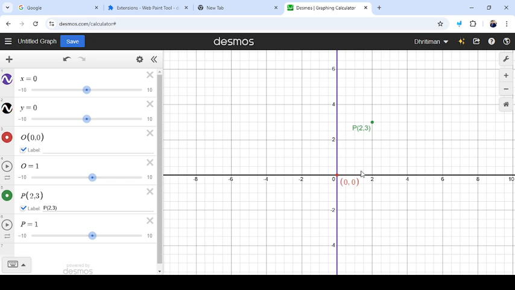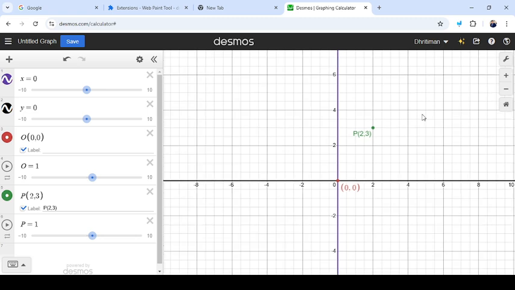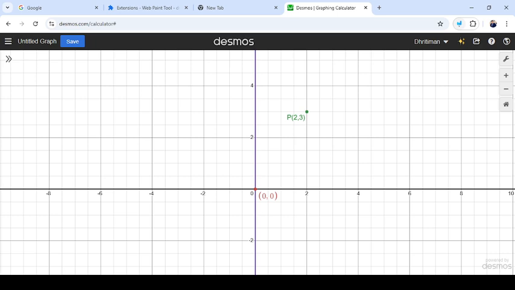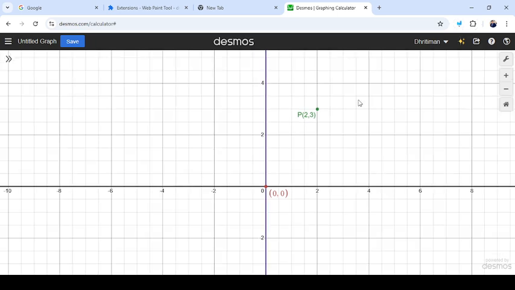In the Cartesian coordinate system, we divide the whole plane into 4 parts by these lines. The 4 parts are called 4 quadrants. This is the first quadrant, where the point 2, 3 is.